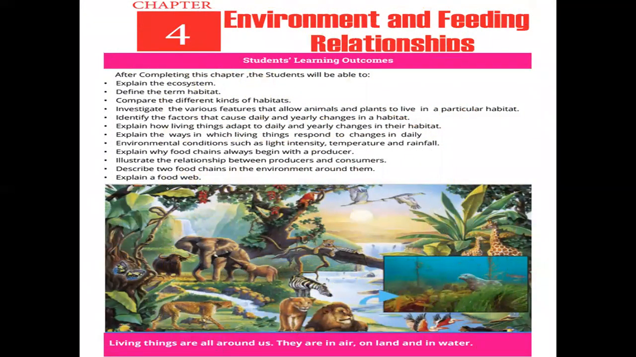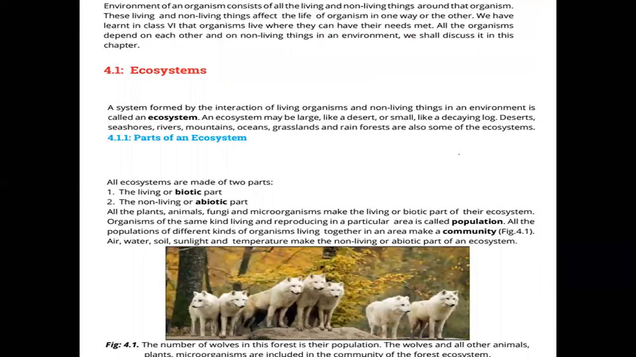Here is your chapter number 4, environment and feeding relationships. In this chapter, we will see about ecosystem, then habitat, its different kinds, and how natural factors as well as human beings change these habitats. Then we will see some relationships between the living organisms as well. So let's get started.